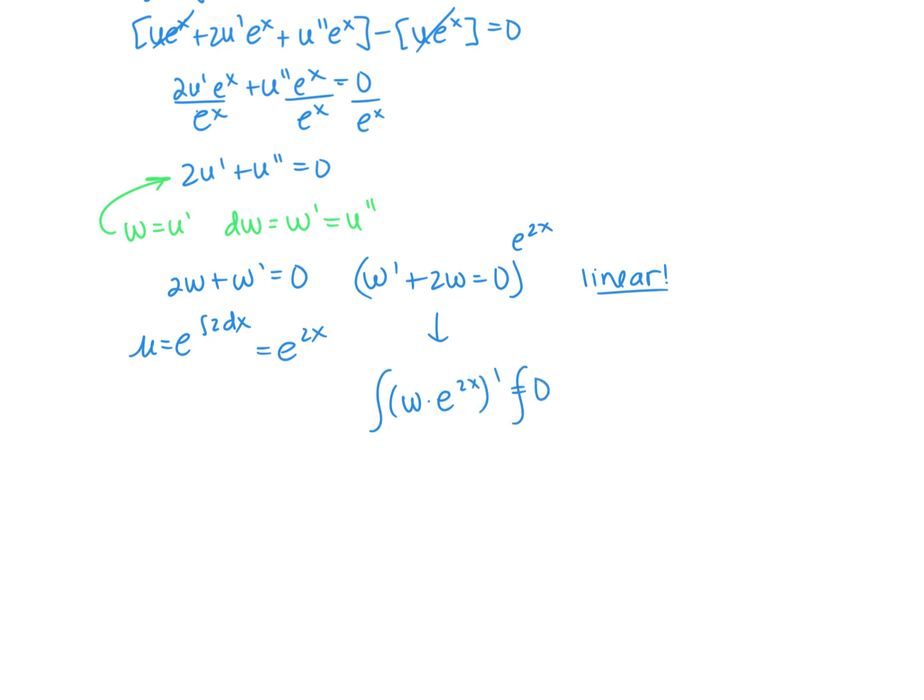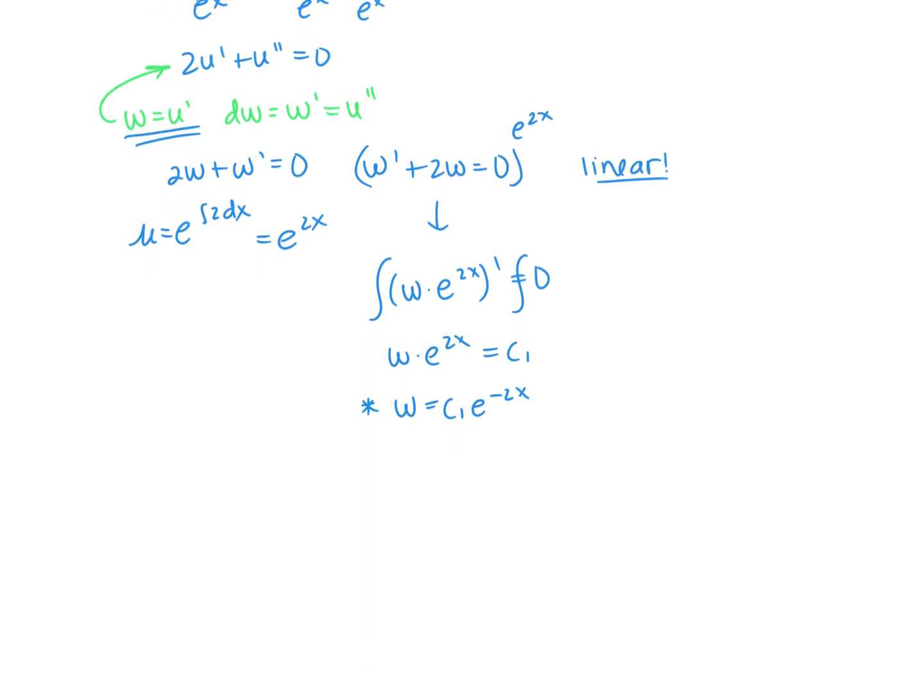So integrating, we have w multiplied by e to the 2x is some constant. So we get our w then to be c1 e to the negative 2x. And now we're going to remember what that w is, and that's what we're going to substitute in. So we get u prime is equal to c1 e to the negative 2x. So I'm going to integrate. So I get u is equal to negative 1/2 c1 e to the negative 2x, add some second constant.